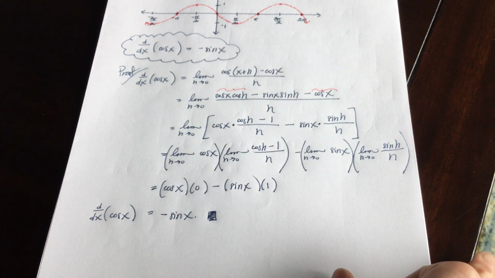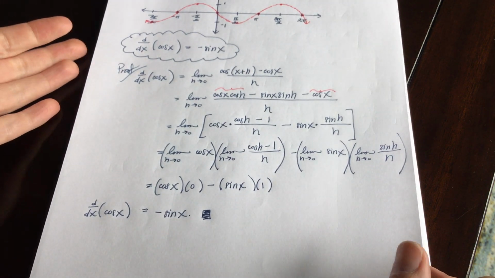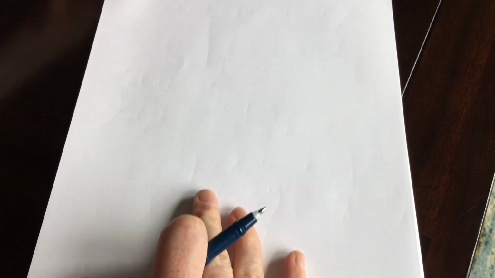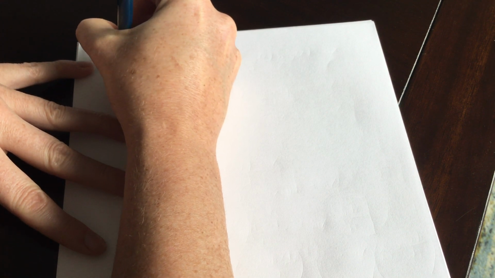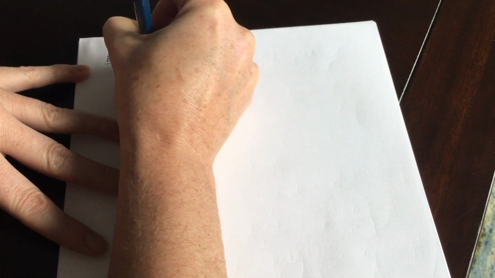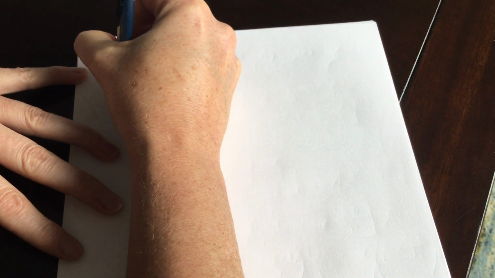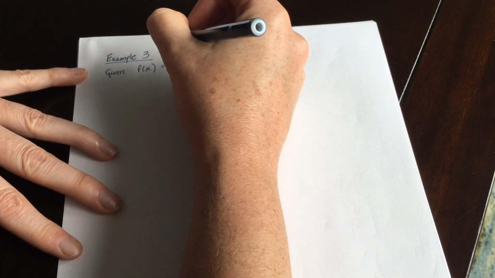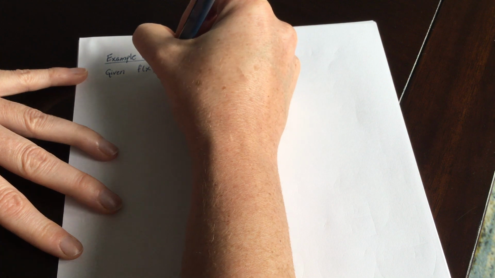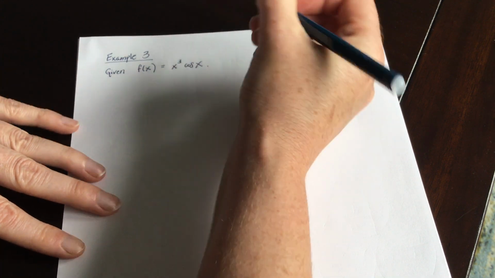There we go. All right, my friends, one example just to demonstrate how you could use this stuff mixed with other things, and then we're done for this video. You should be ready to do the worksheet that goes with it. So example, I think we're on example 3 at this point. Let's say you're given f of x equals x cubed times the cosine of x.